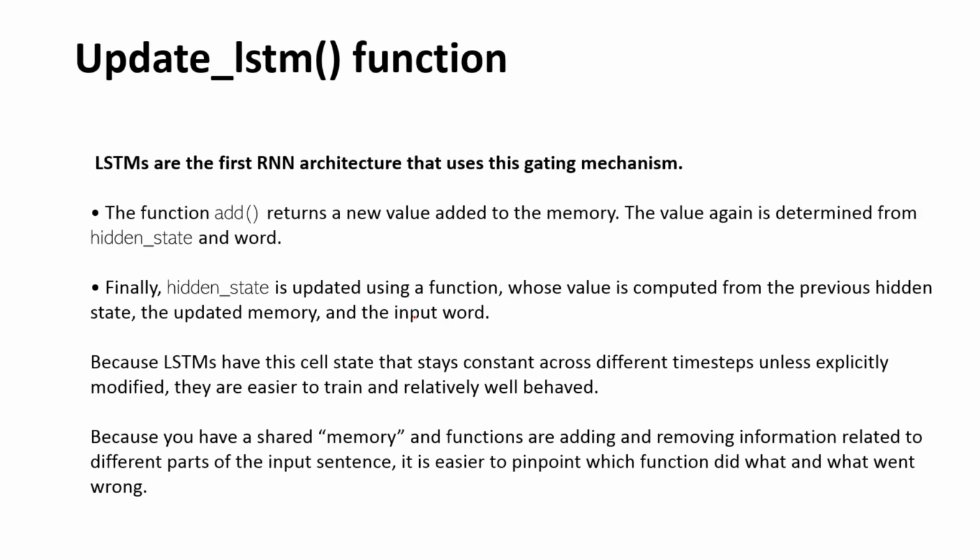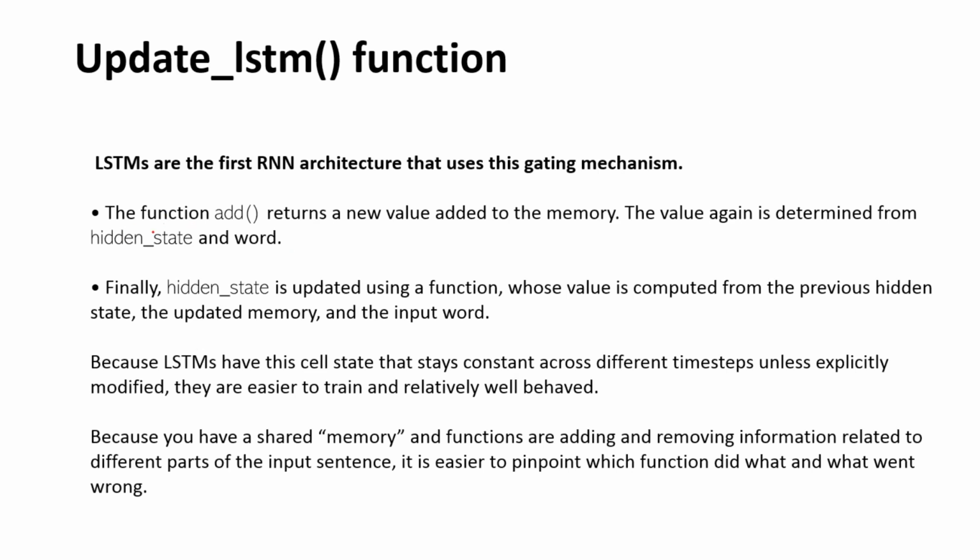So what we do here is, first, LSTMs are the first RNN architecture that uses this gating mechanism I was telling you about. The function add returns a new value added to the memory. We'll see these things. The value again is determined from the hidden state and the word. Finally, the hidden state is updated using a function whose value is computed from the previous hidden state, the updated memory and the input word.